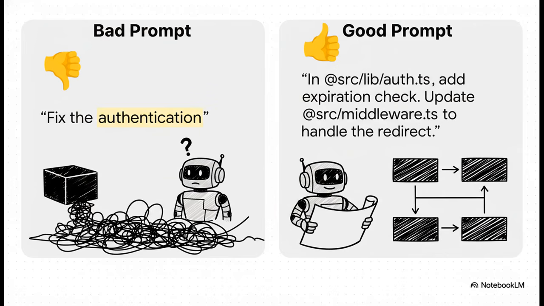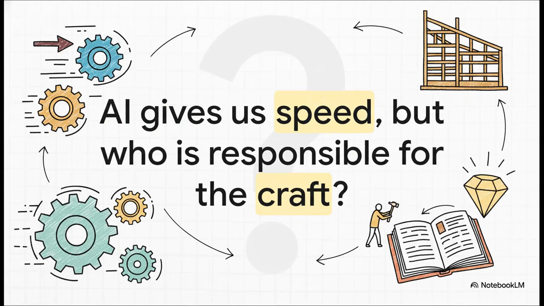And look, this example says it all. A bad prompt is just fix the authentication. That's basically asking the AI to guess, and you're gonna get a mess. A good prompt is super specific. It says, hey, in this file, do this specific thing, then go to that file and handle the result in this specific way. You see the difference? You're not just a prompter, you're an architect. You're in control.